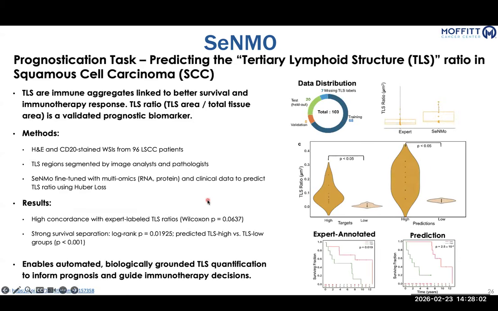Our results show that the baseline model fine-tuned on predicting TLS ratio performed very well, with high concordance with the expert labels, and was also able to stratify patients with high significance between higher versus lower TLS ratios.